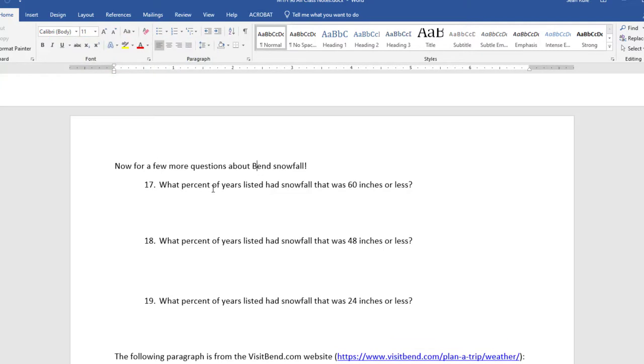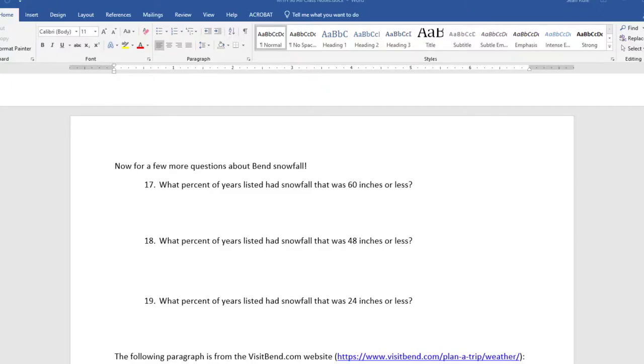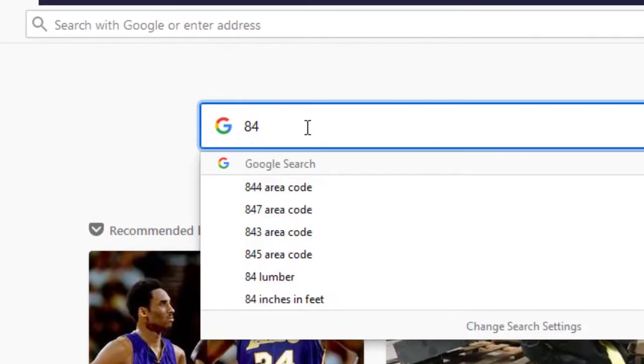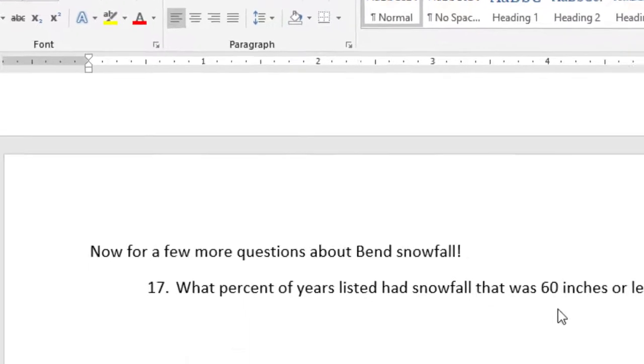So what percent is that? Well, it's 84 out of 94, which is going to be somewhere around 90%. But let's use Google to get us a percentage. So it's 84 divided by 94. So yeah, 89%. 89% of the years have 60 inches or less. So up to 5 feet of snow in those years. All right. Okay, good. That was fun.